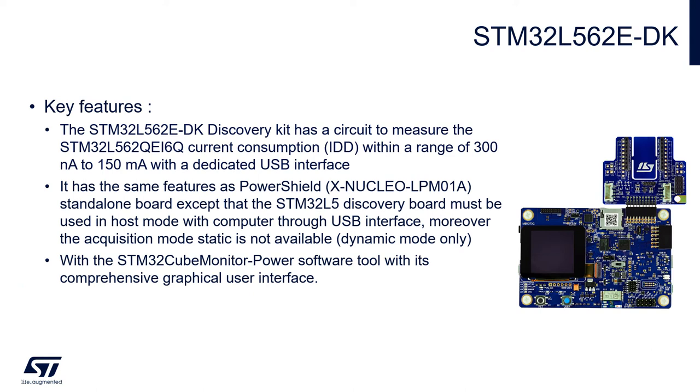The STM32L5 Discovery Kit has a circuit to measure the STM32L562 microcontroller current consumption, IDD, within a range of 300 nanoamps to 150 milliamps with a dedicated USB interface. It has the same features as the PowerShield standalone board, except that the STM32L5 Discovery board must be used in host mode with a computer through the USB interface. Moreover, the static acquisition mode is not available. Only dynamic mode with STM32 Cube Monitor Power tools with its graphical user interface is possible.